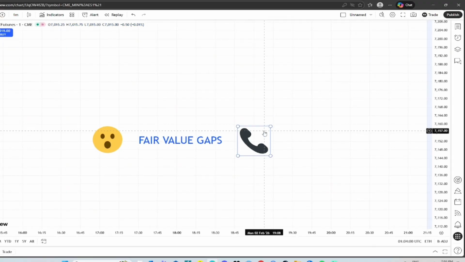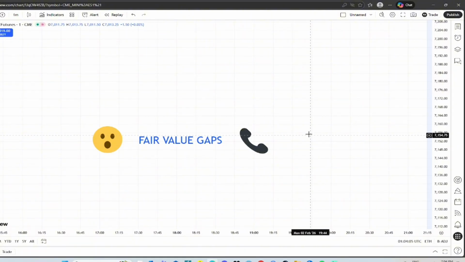So, I don't really know why this phone reminded me of a fair value gap. I don't know if it's just me, but you might understand as we go into the video and when you actually understand what fair value gaps are.